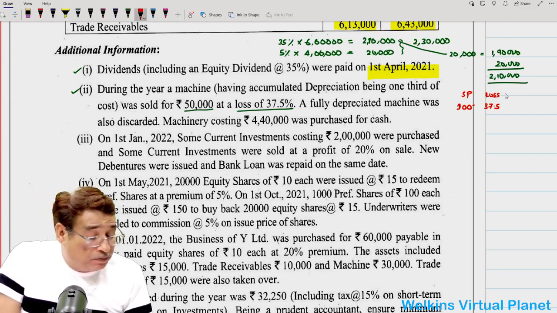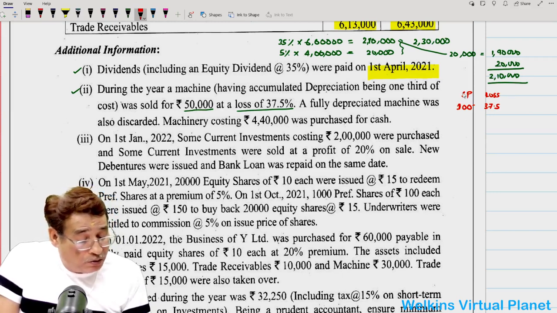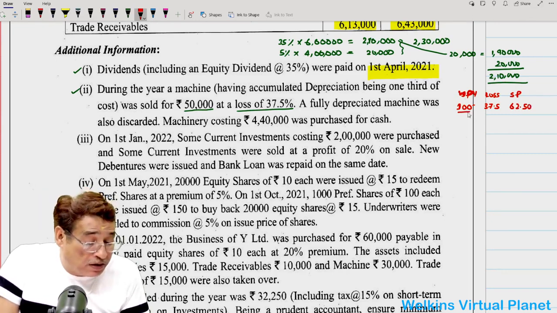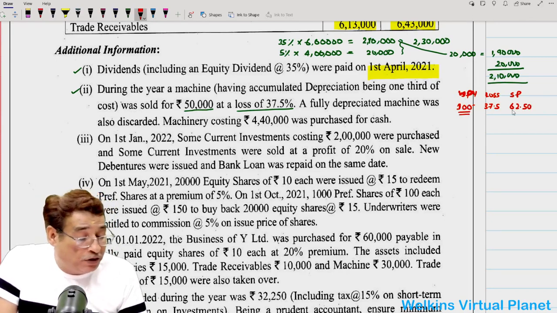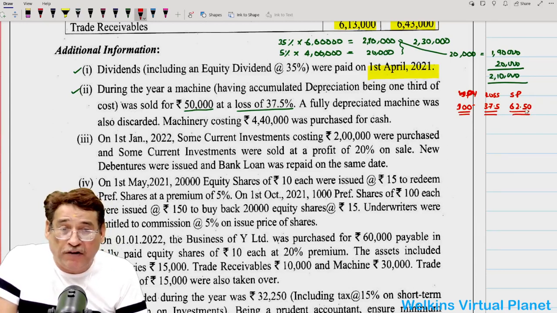Correct? So, what would be my cost in this particular case? Or should I take it this way? If my written down value is 100, loss is 37.5, then I must have sold it for 62.50. Suppose this is the cost or written down value of the machinery, and we are incurring a loss of 37.5, that means selling price must be 62.50.